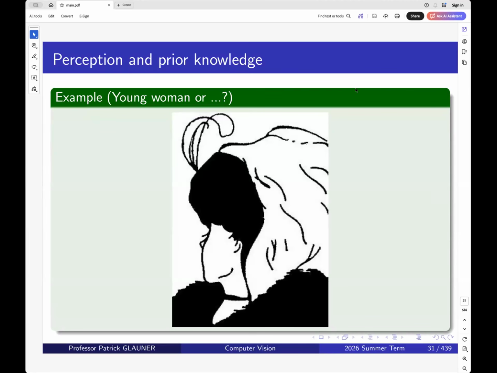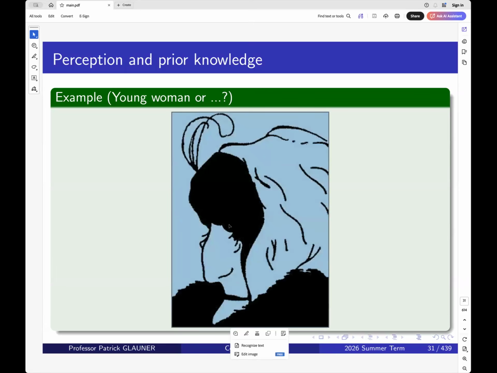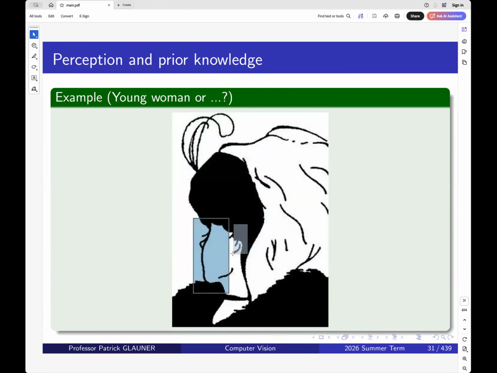What do you see here? I see a young woman who has her nose here, her ear there, the eyelid there, and she has a scarf here. So I see this young lady. Does anyone see anything else or something different? One person sees an old woman with a big nose. So this here would be the nose. This would be the other eye there, and the mouth.